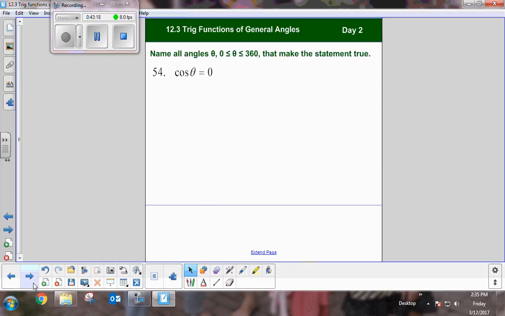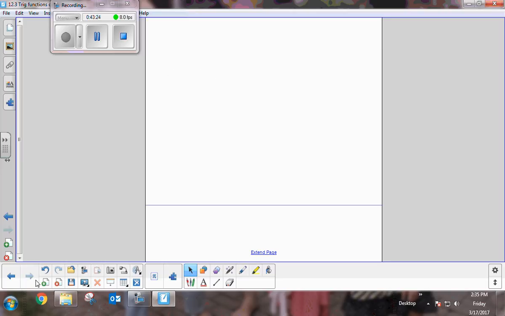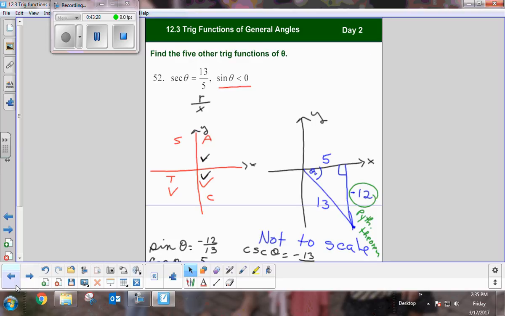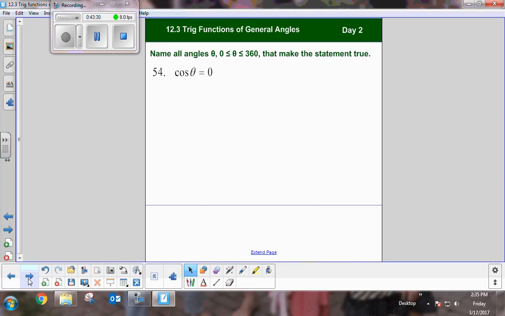All right, so we are almost done, but not quite. Still 5 more screens. There's a lot in this lesson.